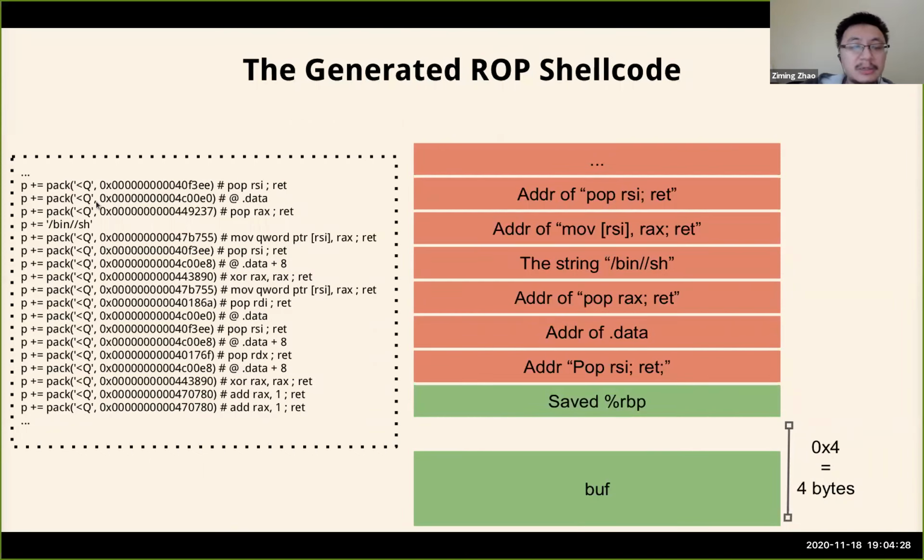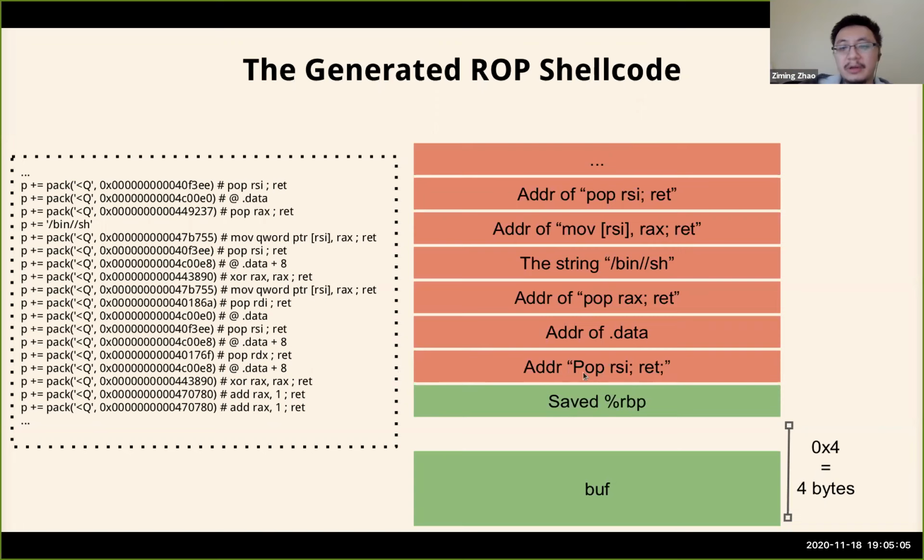As we can see here, the very first statement, which gave an address of a gadget, is pop rsi; ret. This address is supposed to overwrite the saved return address on the stack. So when the function returns, instead of returning to the calling function, it will return to this gadget. And what this gadget does is pop RSI and return.